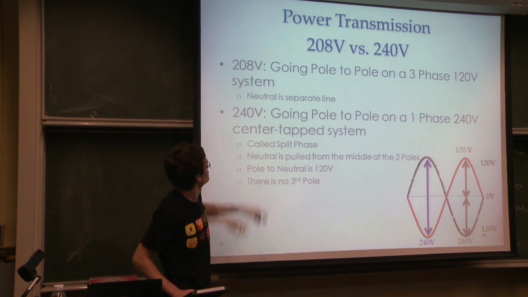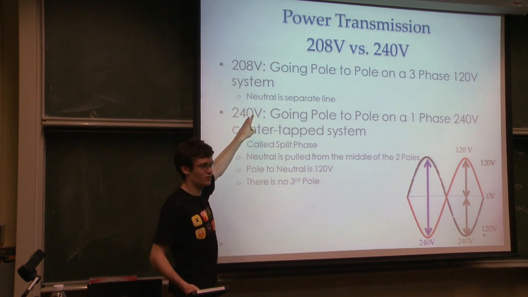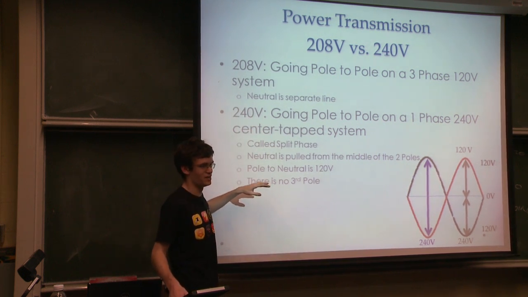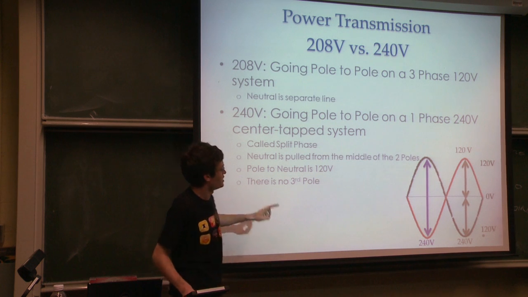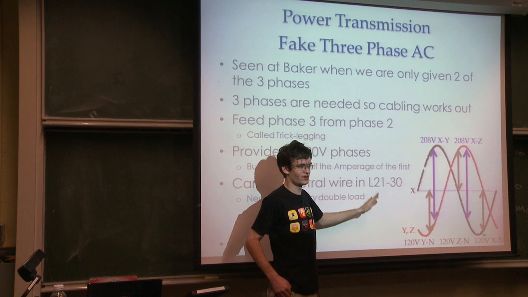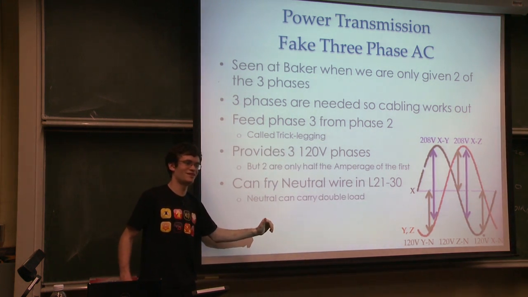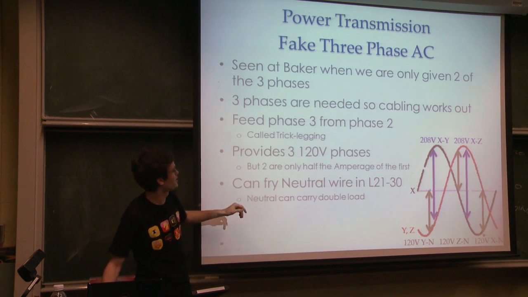But 208 volt power is you have 3-phase power, that's 120 208 volt, and you take one of the phases away, and that only leaves you with 2 phases. And that leaves you with this shape here of you have 1, and then 120 degrees later you have a second, and then 120 degrees later you have nothing, and then 120 degrees later you have the first one again.